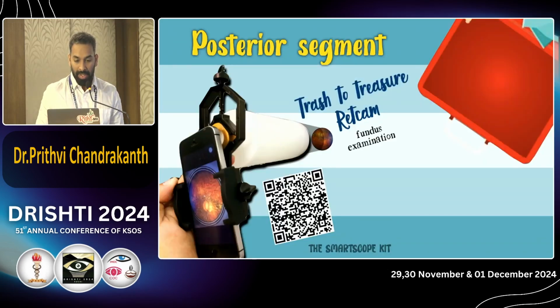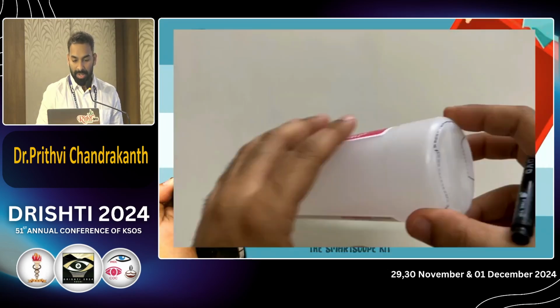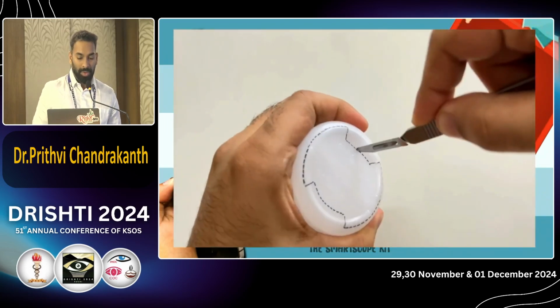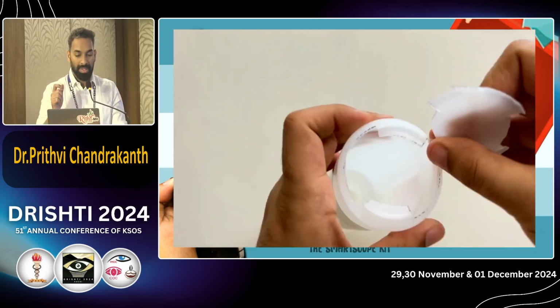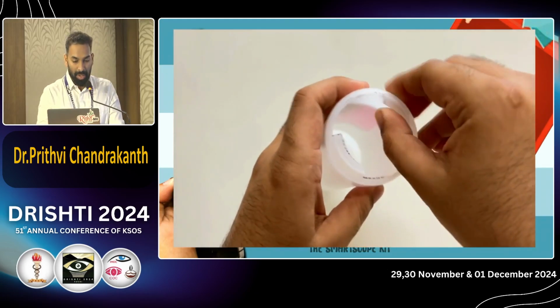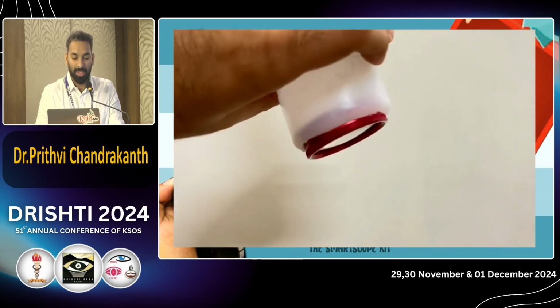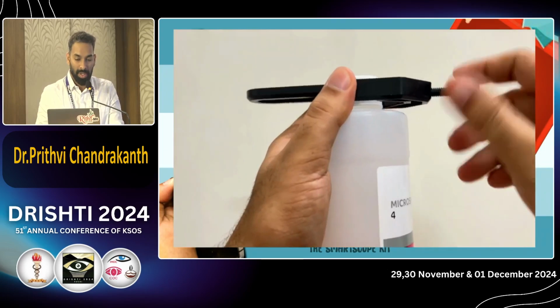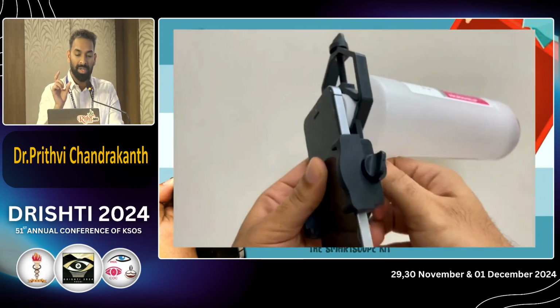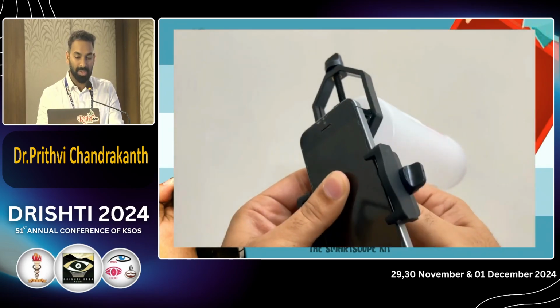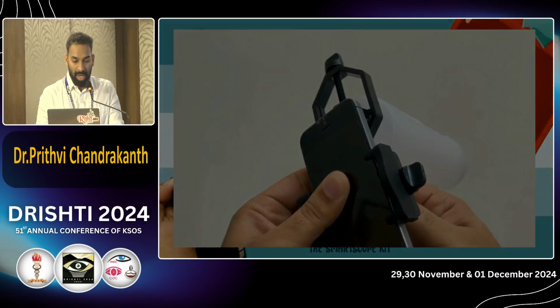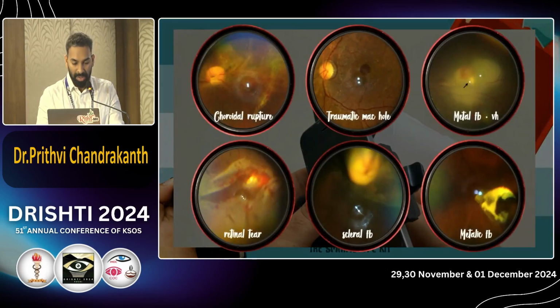And then finally the trash to treasure red cam. So basically this is a do it yourself method by which you can take a hand sanitizer bottle and cut it in this particular shape and insert a 20D lens. So once that is done, if you have a smartphone with the flashlight and camera within 1 centimeter, you can just attach it to this and you can start taking images. And these are all the images that we have taken without a fundus camera, just with the smartphone red cam.